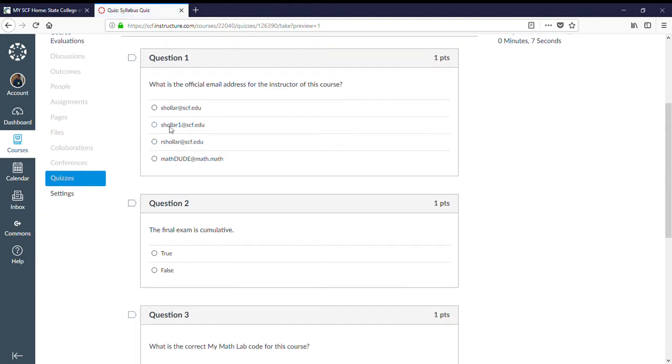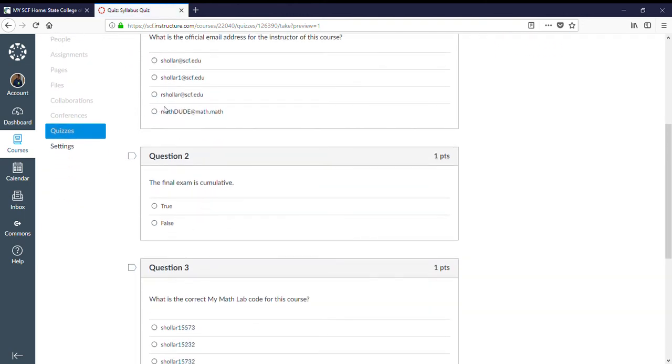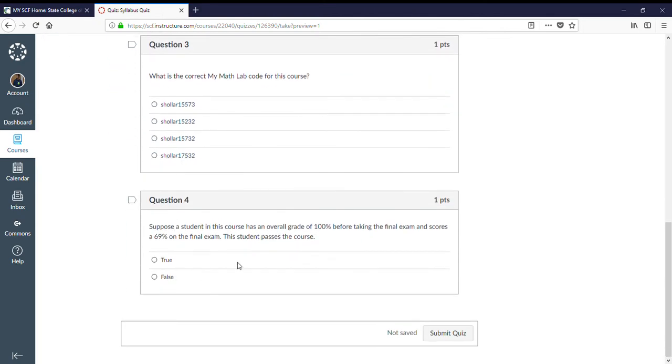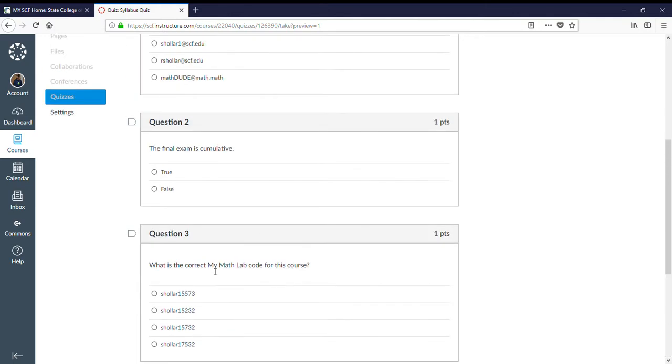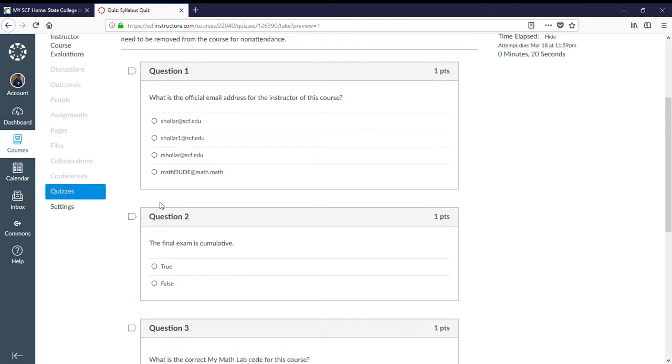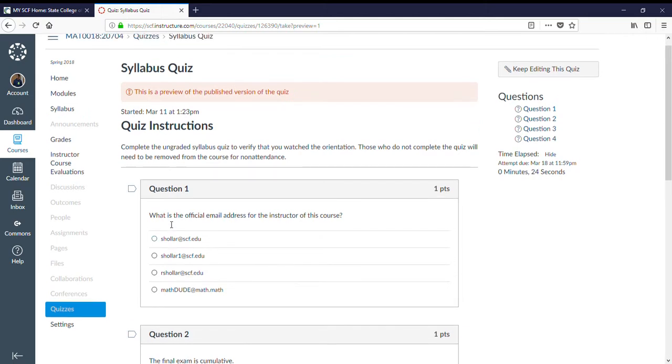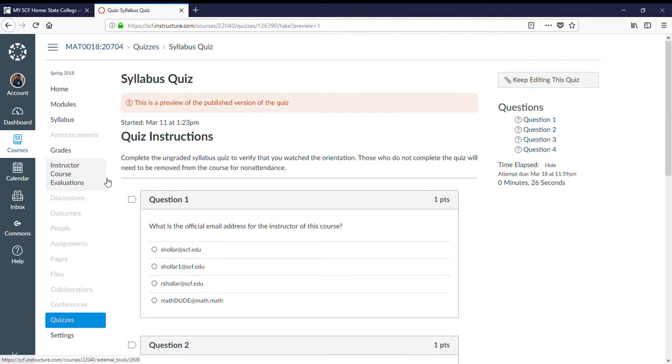One of those being, hey, what's my email? I'll give you a hint. It's not mathdude@math.math. And then making sure you know the MyMathLab code. You have to complete this for attendance purposes. If you don't complete this within the first week, you run the risk of being removed from the course.